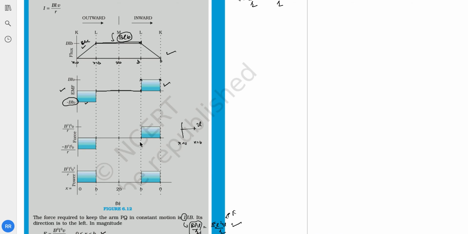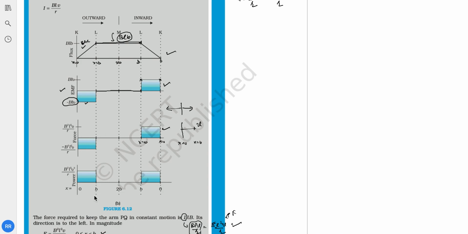So from here, x is equal to b now to x is equal to 0. So the motion of the rod is now towards this direction. So velocity is now towards this direction, then the force is now in the opposite direction. That is having the magnitude B square L square v upon R.